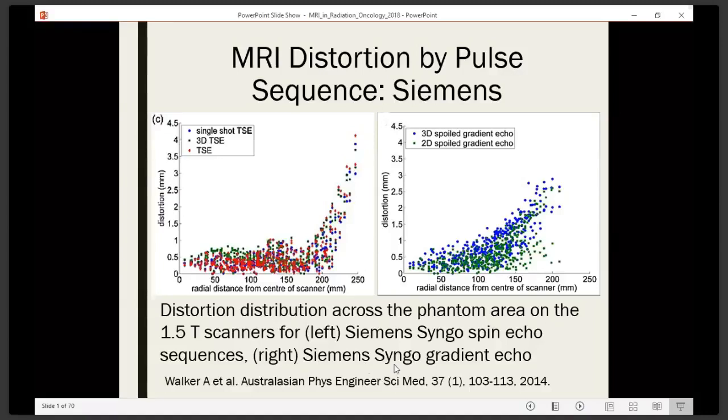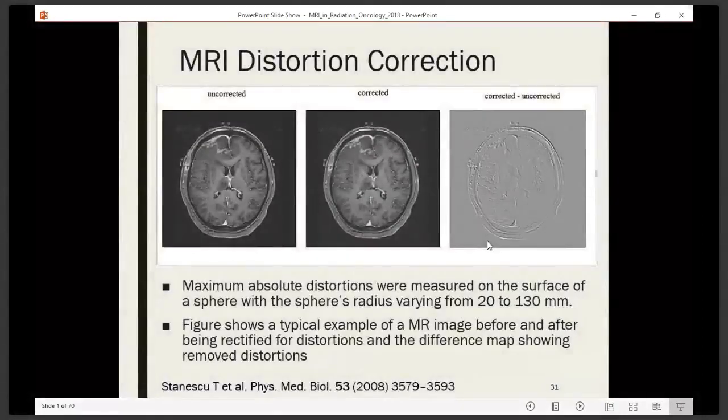In the same article, if you want to look it up, they also looked at a Philips system, and its distortion profile is very different. So you can't use a correction from one scanner on another. You have to do it for that scanner and that pulse sequence. This shows a corrected, uncorrected, and corrected image and the amount of difference you have between a corrected and uncorrected image. And this is presumably done pretty close to the center of the magnet. So even there, there's going to be a tiny little bit of correction you can see.